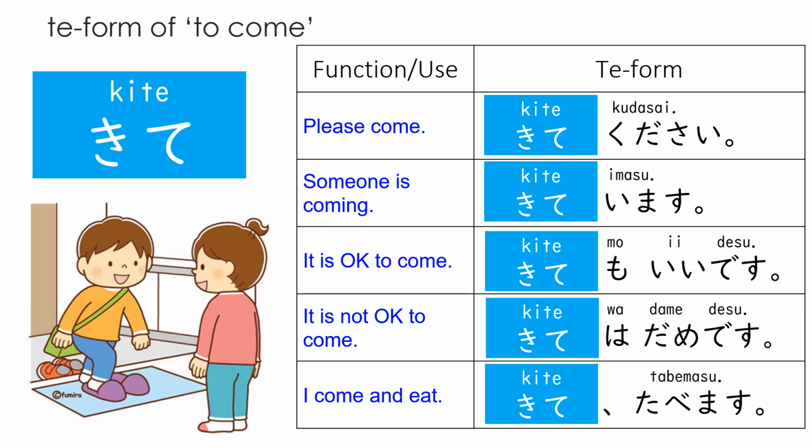Now your turn. Please come. はい。来てください。Next one. Someone is coming. はい。来ています。It is okay to come. はい。来てもいいです。It is not okay to come. 来てはダメです。And I come and eat. 来て食べます。Okay, good job.